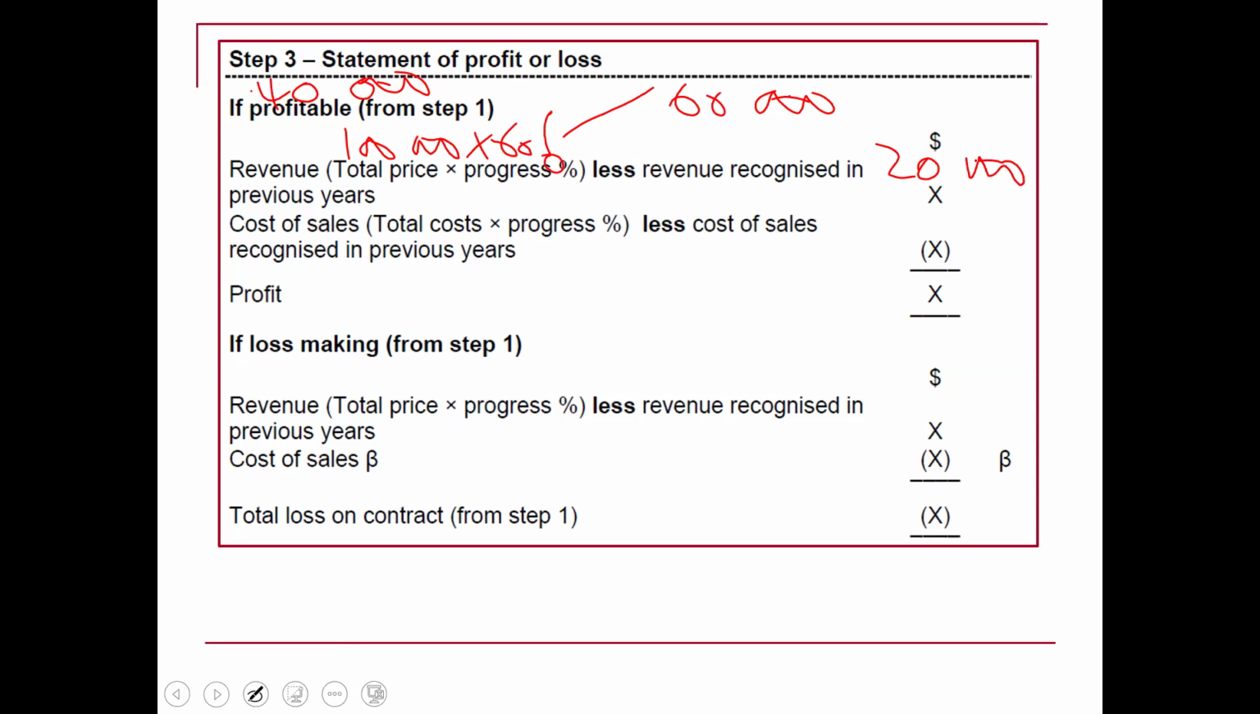We do the same for cost of sales. What are the total costs? The total costs are the costs we've already incurred and the costs we are estimating we will incur until we finish the project.